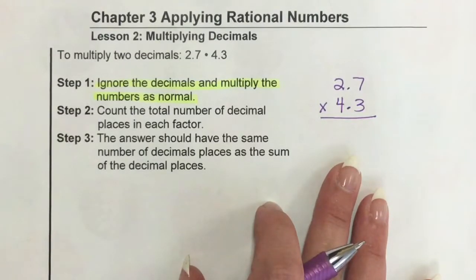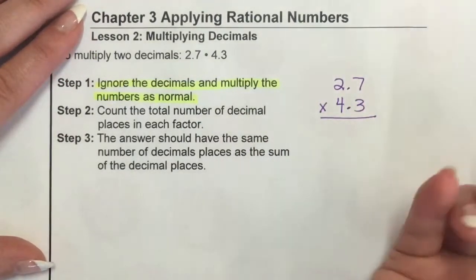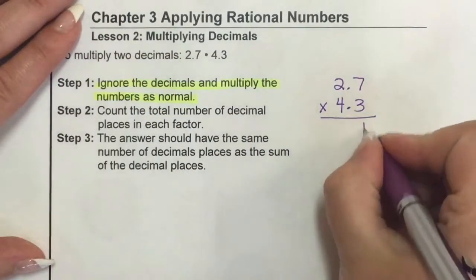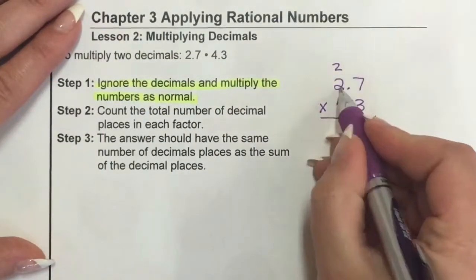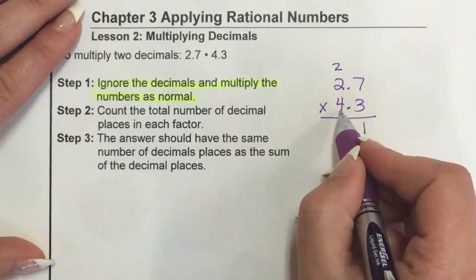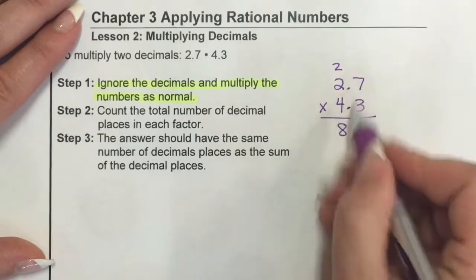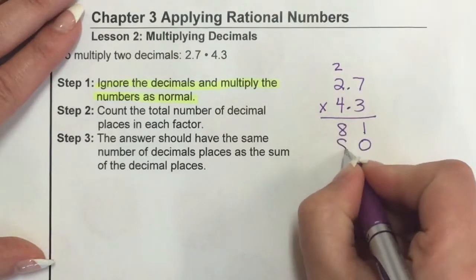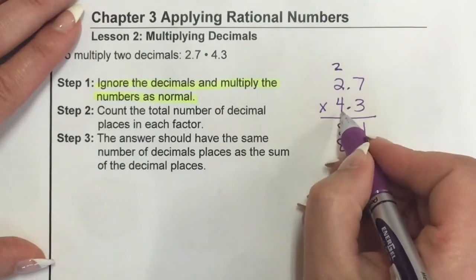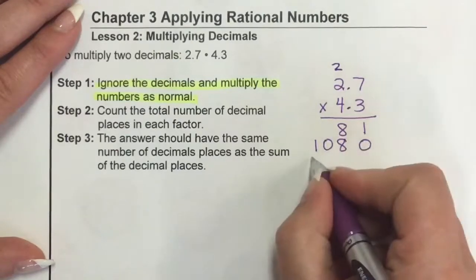And then we just multiply. We just multiply these numbers like normal. So that's what we're going to do. 3 times 7 is 21. So I'm going to write the 1, carry the 2. 3 times 2 is 6, plus 2 is 8. And now I'm going to the tens place, so I need to add a 0 in the ones. And so 4 times 7 is 28. I write an 8 and carry a 2 again. And then 4 times 2 is 8, plus 2 would be 10.